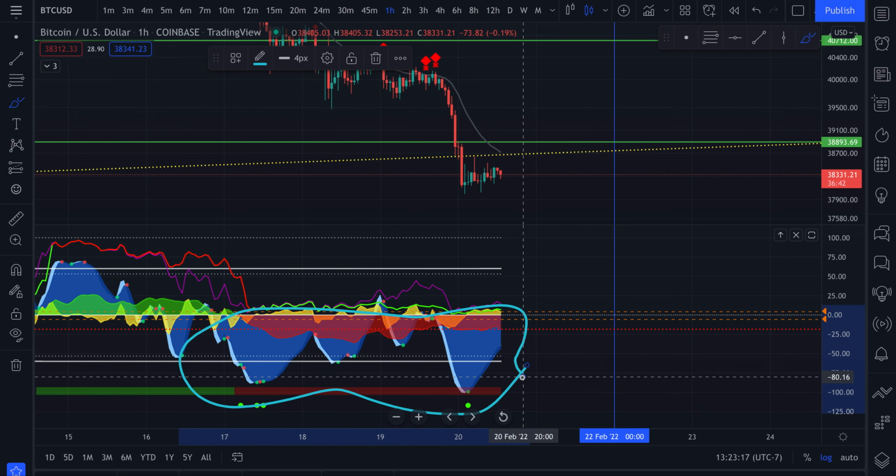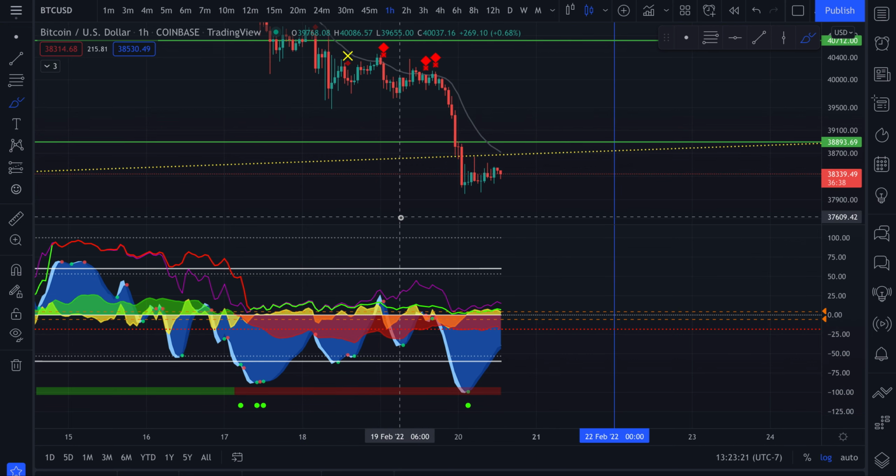Next up, we are going to be talking about these big blue waves right here. They're actually made up of two waves. There is a lighter blue wave, and then there's a dark blue wave. The light blue wave is a leading indicator to the darker blue wave. The darker blue wave is lagging behind the light blue wave.